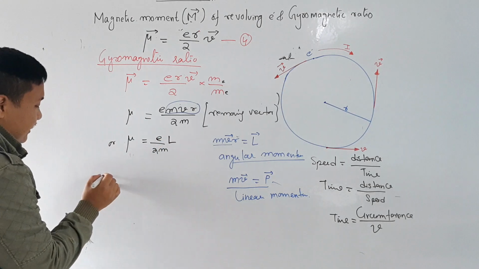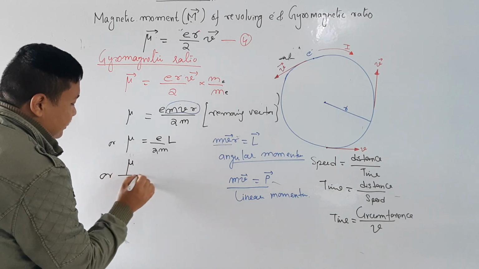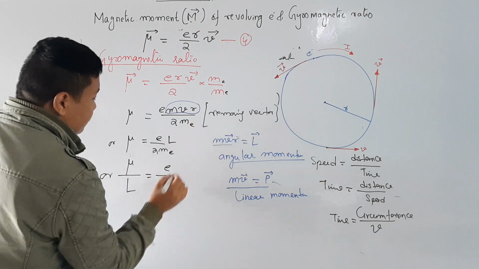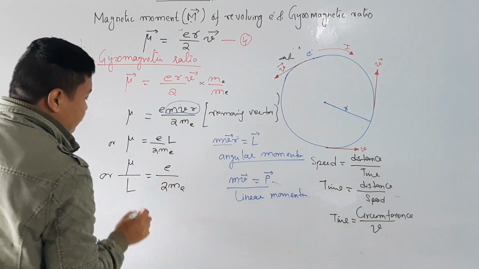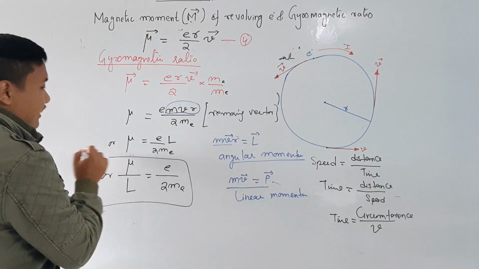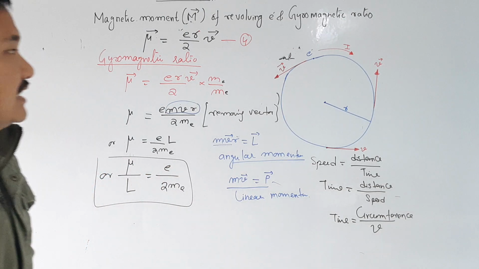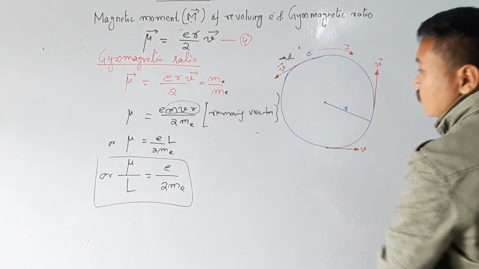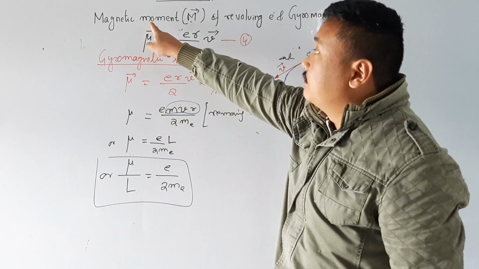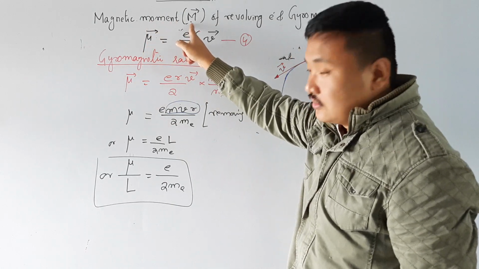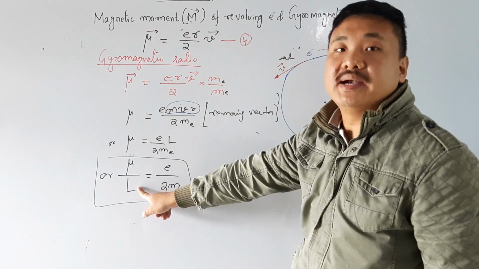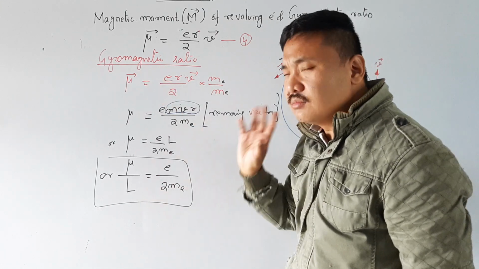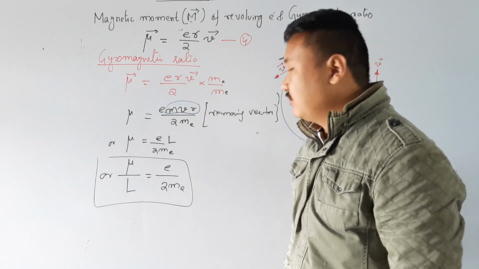Or what I can do is take mu divided by L, which is equal to e by 2 m_e. So this ratio is my gyromagnetic ratio. Which ratio is the gyromagnetic ratio? The ratio of magnetic moment and angular momentum is called the gyromagnetic ratio, and it is very, very important.